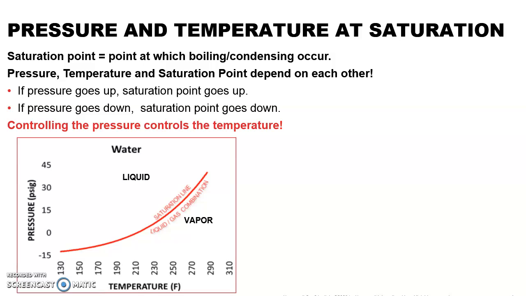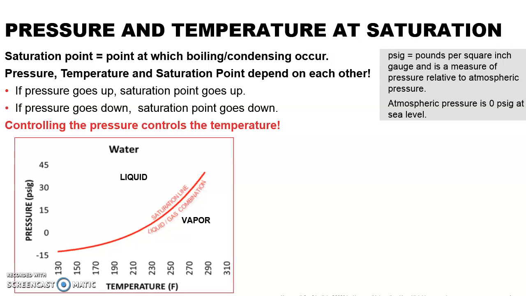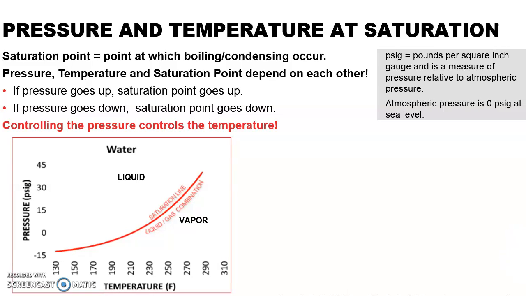A quick aside on what psig means. Psig refers to the pounds per square inch gauge. This is the pressure compared to atmospheric pressure. Atmospheric pressure is 0 at sea level. So a set of refrigeration gauges open to air pressure at sea level should read 0 psig.